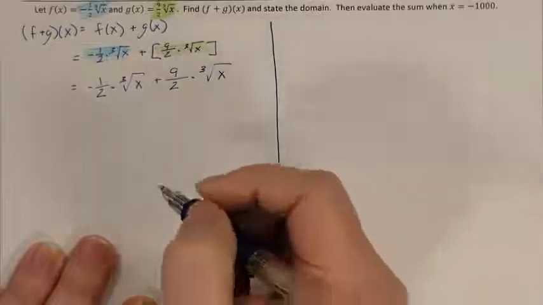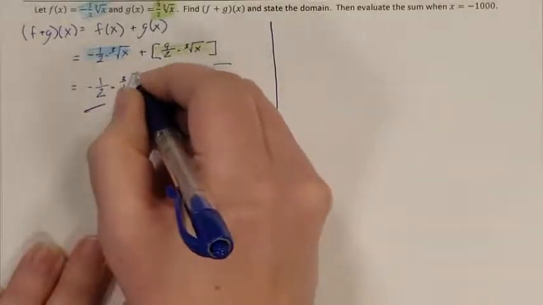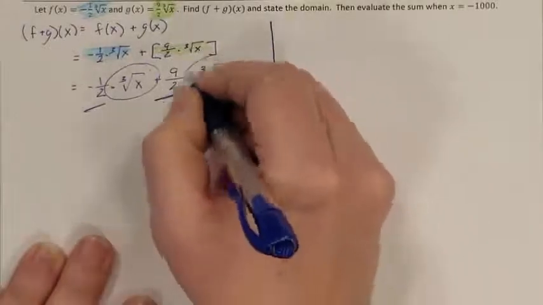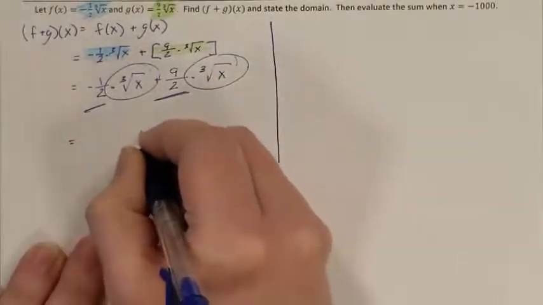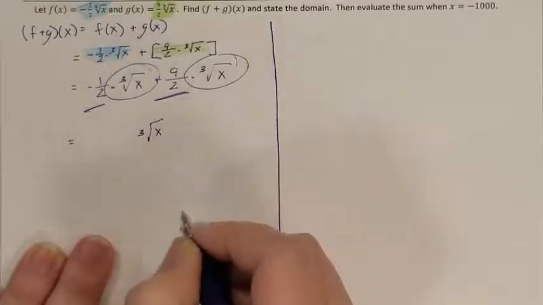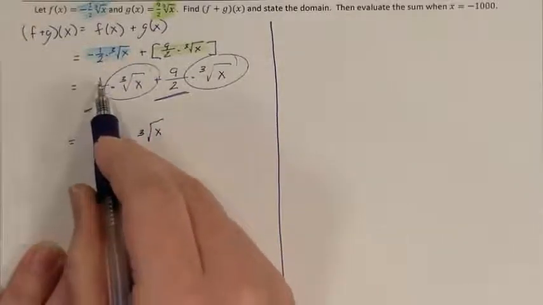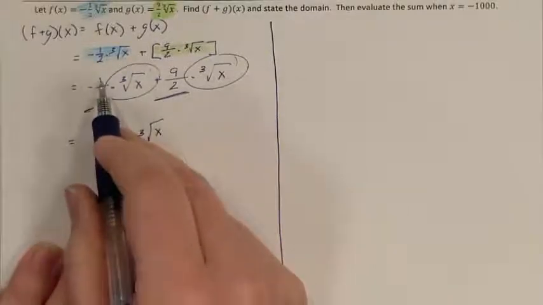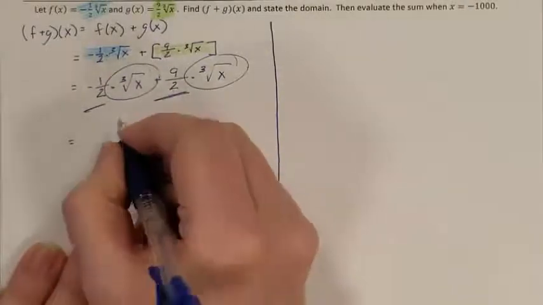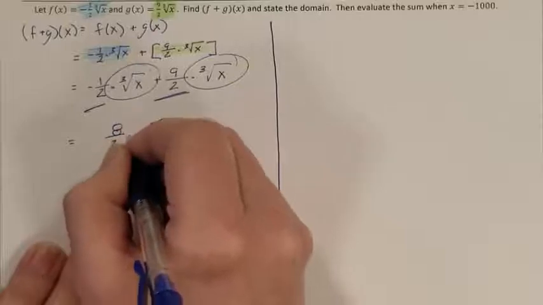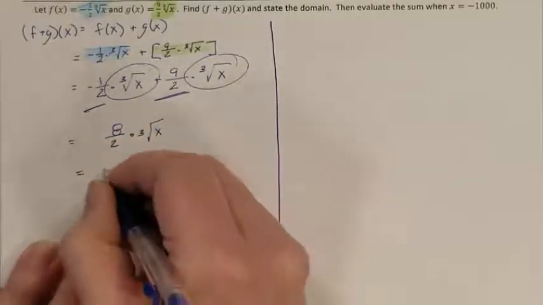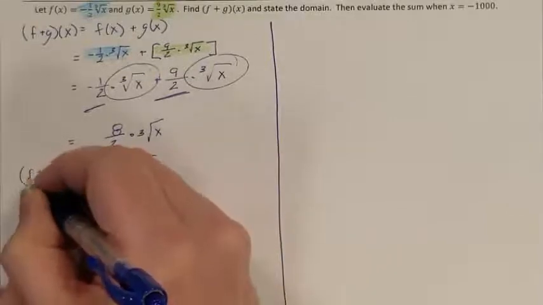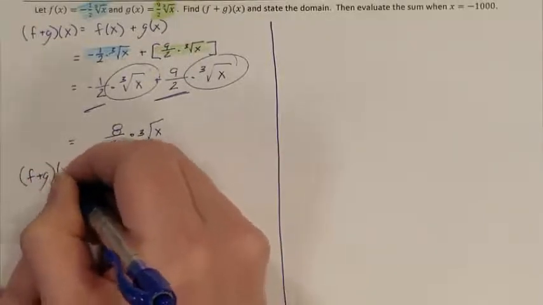So I visually see I had negative 1/2 of these third root x's, and I'm being asked to add 9/2 of these third root x's. So I am counting the third roots of x. I had a negative 1/2, and I'm adding 9/2. Negative 1/2 plus 9/2 is 8/2, but 8/2 can be simplified down to 4. So this is 4 times the third root of x. This is my new f plus g of x rule.